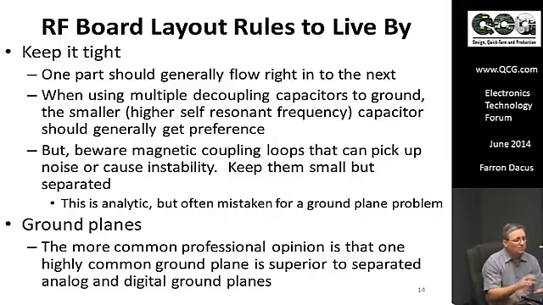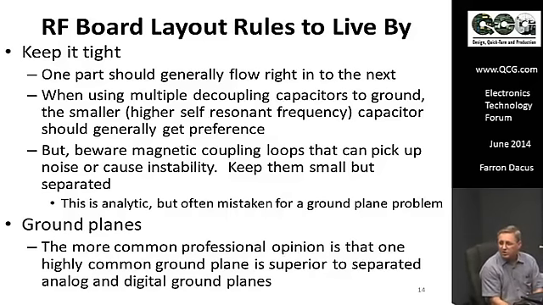When you're using multiple decoupling capacitors to ground, which is a common practice because one may not have enough capacitance and it's got its own self-resonant problem, so you very often use a set of, say, power supply bypass caps. You normally put the smaller one right close to the sensitive node, and then the larger caps you'll work out a little farther away. Magnetic coupling loops in RF layouts are a real problem.